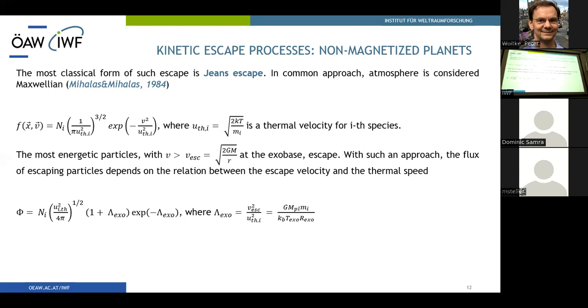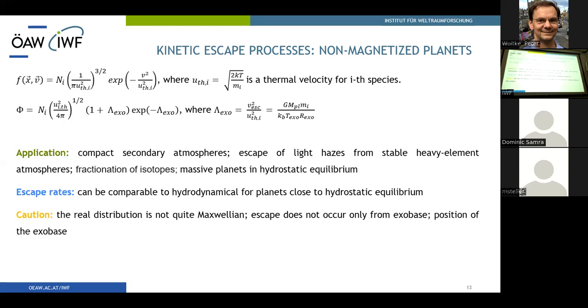In such an approach, the flux of escaping particles can be written in the following way, where it is pretty clear that the intensity of escape is strongly dependent on the relation between the escape velocity of the planet and the thermal velocity of the atmospheric particles, or in a more general sense, on the relation of the planetary gravitational potential and the thermal energy of its atmosphere.